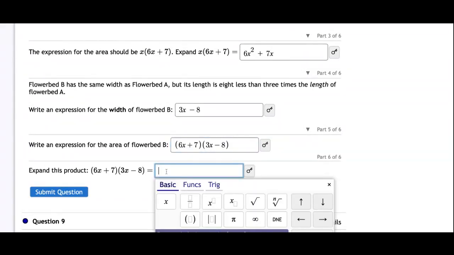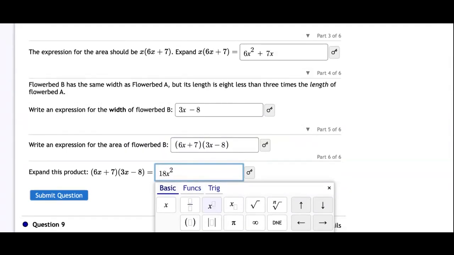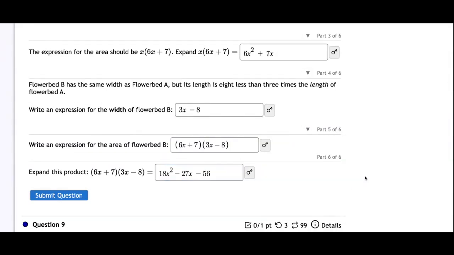Then we want to expand this. So 3x times 6x, 18x squared. Then 6x times negative 8, that's negative 48x. Then 7 times 3x, that's 21x. Simplify those two: negative 48 plus 21, that's negative 27. Then minus 56.